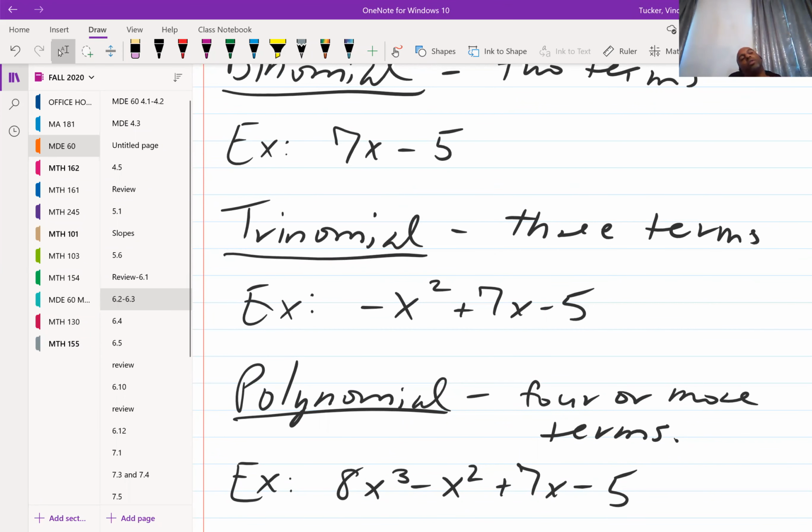All right, any questions on the terminology before we look to add them and subtract them? All right, let's see.